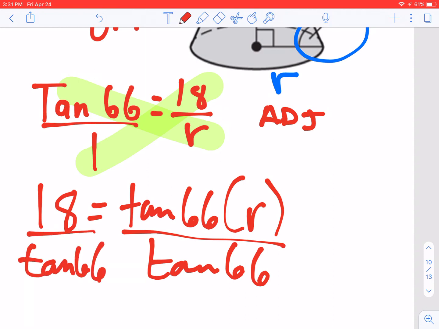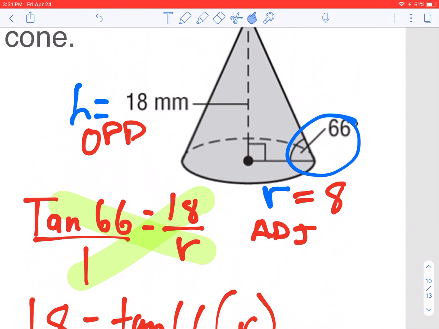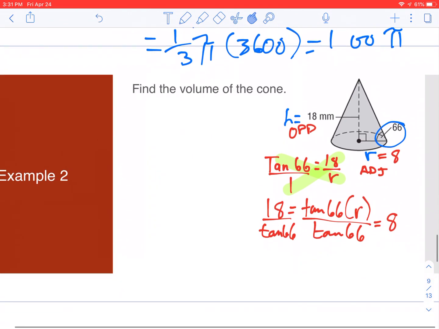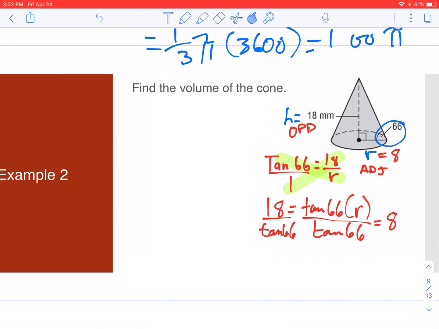So if I get 18 divided by tangent of 66, I get approximately 8. So our radius equals 8. I already know my height is 18. I'm going to plug that into my volume equation, 1/3 pi r squared h, and solve.